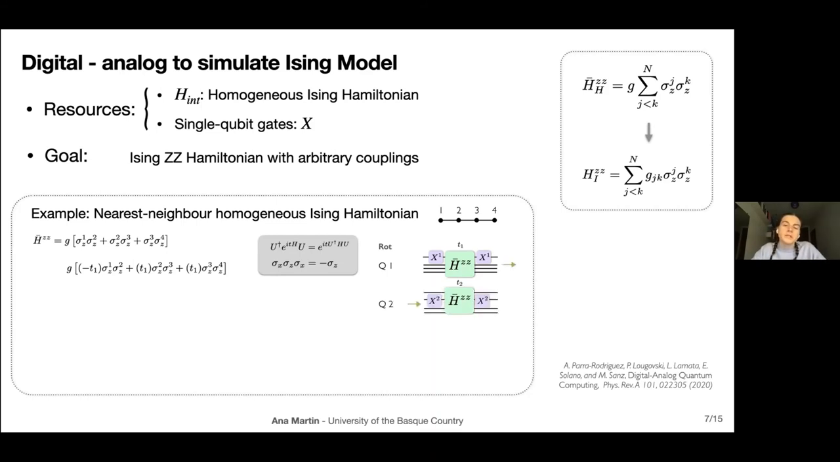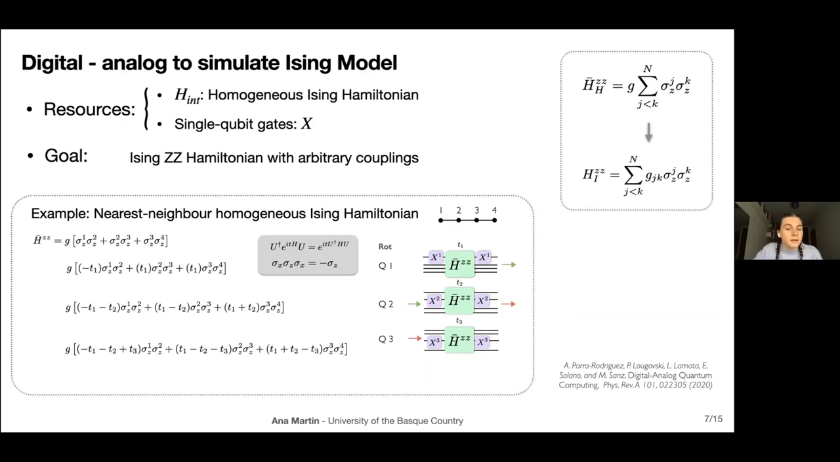We do the same and we apply a second rotation on the second qubit, let the system interact during a different time, which is T2, and again apply this single qubit gate on the same second qubit. Then, by the same mechanism, we will have this Hamiltonian as the one that describes the system. And finally, we perform a third rotation on the third qubit, let the system interact during this T3 time, apply again the single qubit gate, and we end up having this Hamiltonian as the one that is describing the system. So we have applied three pairs of single qubit gates. And now you can see that we have this inhomogeneous Ising Hamiltonian where these factors are precisely the arbitrary couplings of the inhomogeneous Hamiltonian.